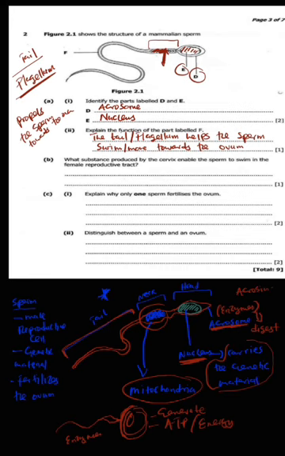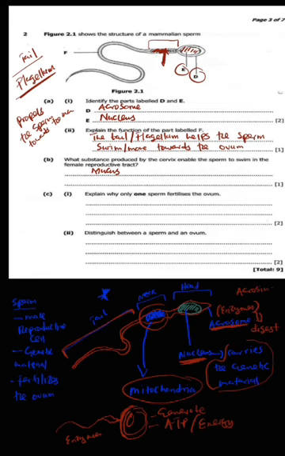Okay, so part B says, what substance produced by the cervix enables the sperm to swim in the female reproductive tract? So the cervix will produce mucus. Now this mucus is usually alkaline, and it's mucus, so it's slippery. If it's slippery, it will help the sperm move freely and swim towards the ovum. So the answer is mucus.